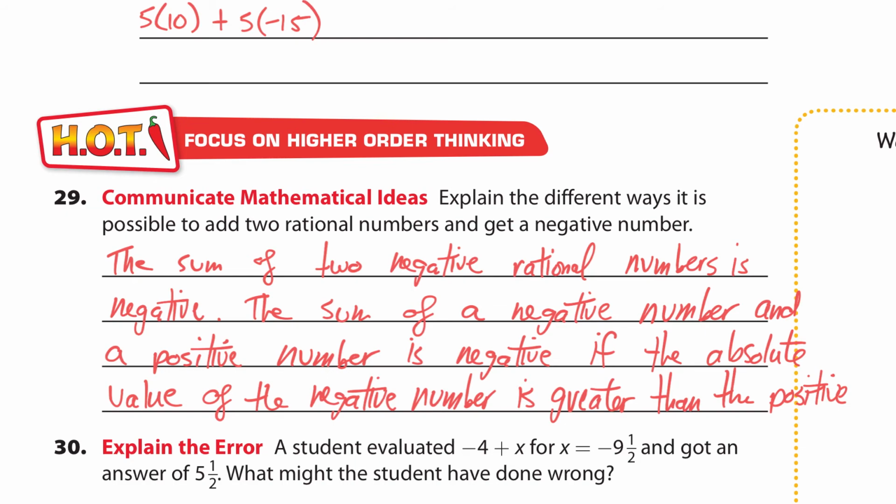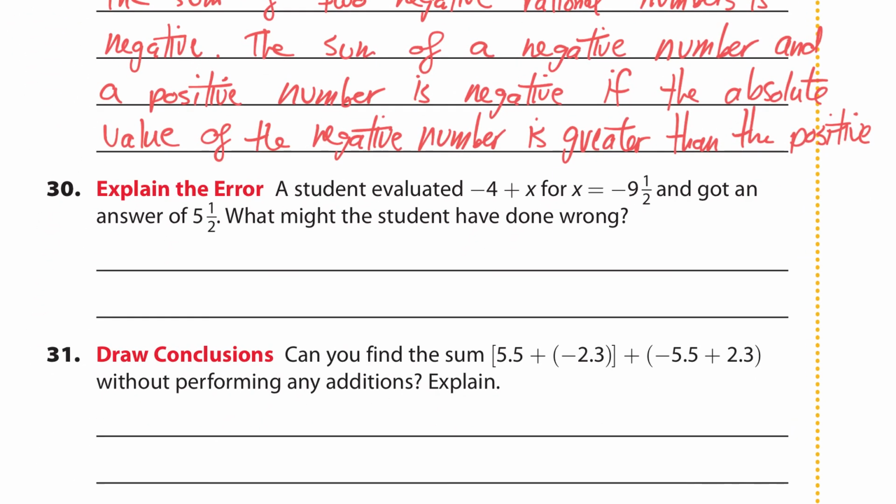And then we have this one, explain the error. So a student evaluated negative 4 plus x for x equals negative 9.5 and got the answer 5.5. What might the student have done wrong? It looks like the student subtracted instead of adding.